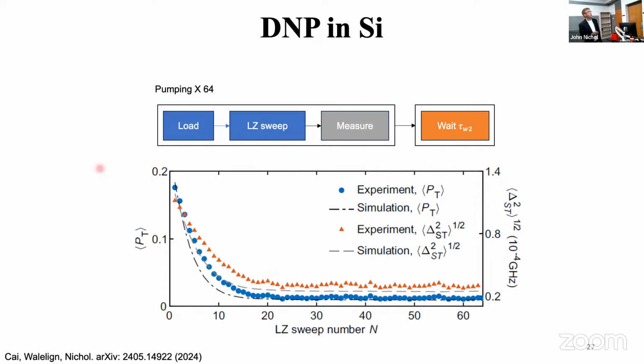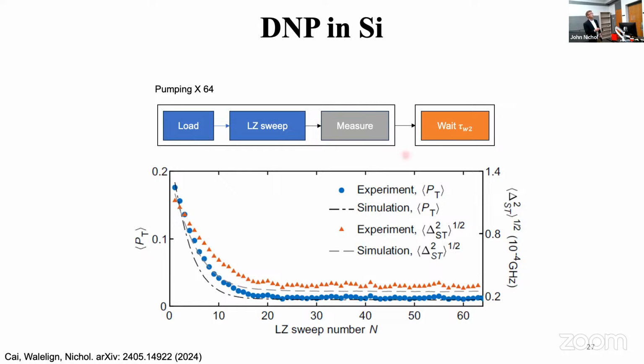So what we did was to initialize the system as a singlet, perform one Landau-Zener sweep through this transition, and then measure the transition probability. That's the probability that we measure a transition to the triplet state. We're going to repeat this 64 times. And then we're going to wait a relatively long amount of time. This is to let the system partially relax. The nuclear spins partially relax to slow down the dynamics a little bit so that we can measure them.